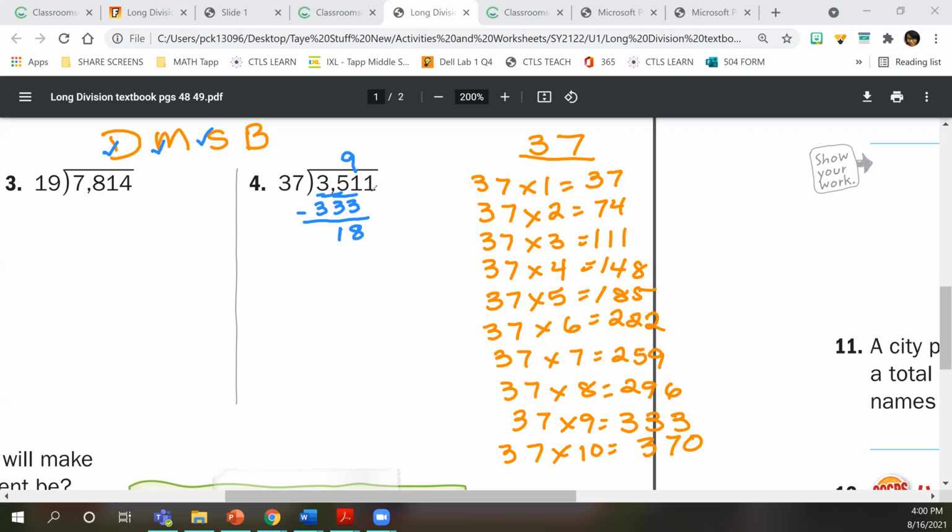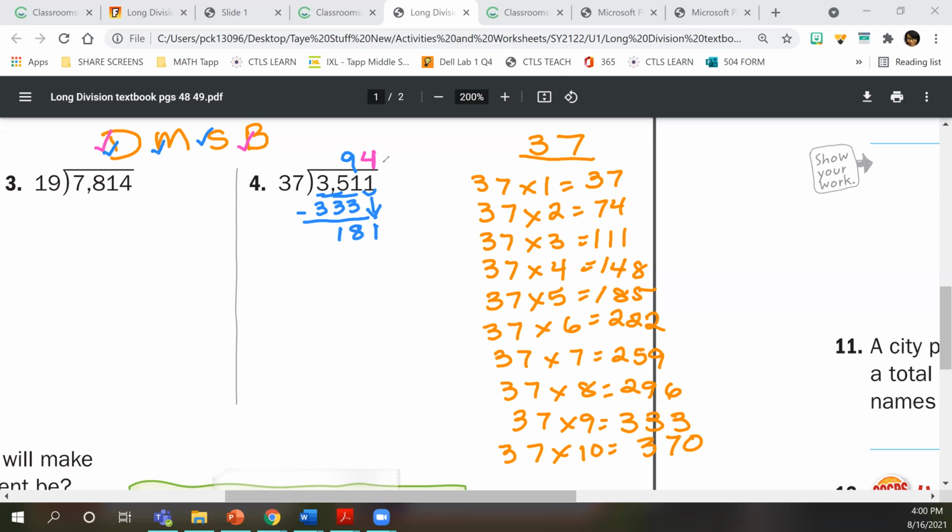And next we have to bring down, and we just have this one number left. So we're going to bring down our 1. So now what number are we dealing with? 181. Very good. So now we are done with bringing down. Now we're back to the division. So how many 37s can I get out of that 181? Just tell me, guys. How many 37s? 4 of them. Very good. So I can get 4 of my 37s up there. You guys see that? So I'm done with my division.